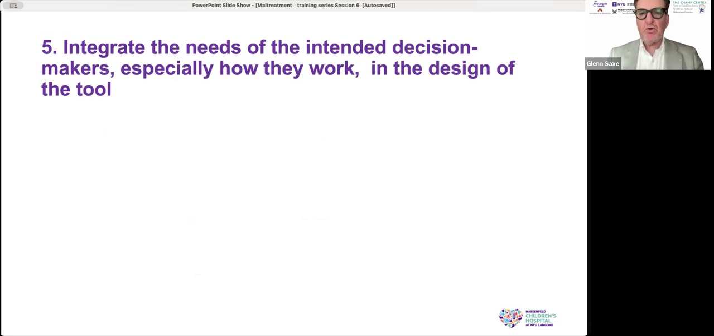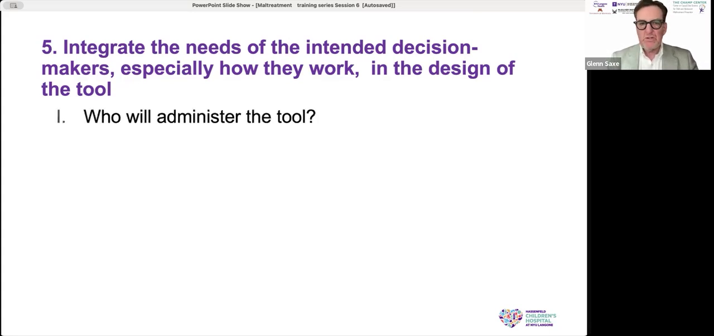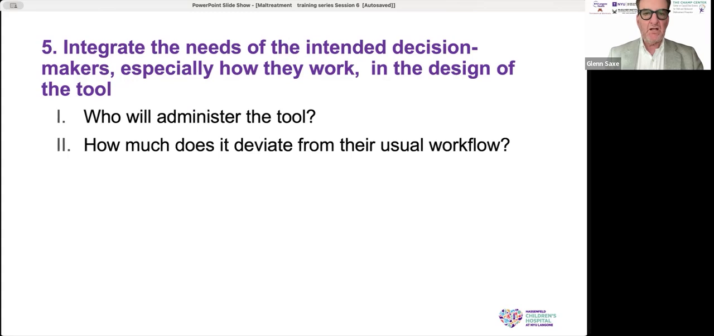Now as we're doing this, we're always thinking about who it's going to. The idea is who will be using this tool, who are the decision makers who will take the recommendations and then work with the child and family. So who will administer the tool? Again, is it a mental health clinician, a pediatrician, a child welfare caseworker? How much does doing this deviate from their usual workflow?